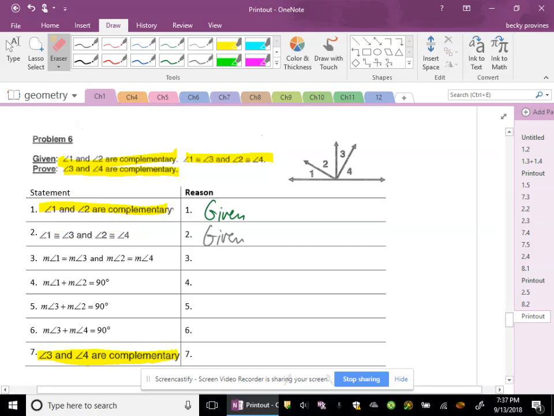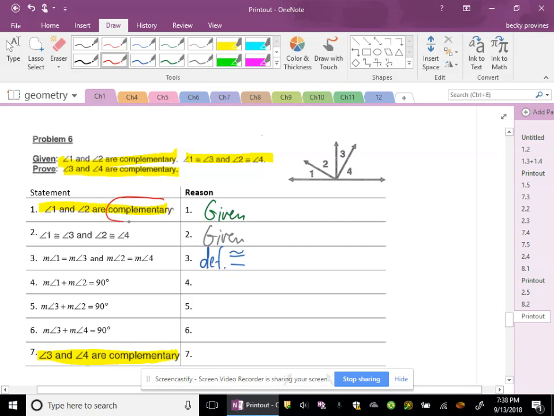From step number 2 to step number 3, the only thing I see changing is this little symbol. It's going from the congruence to the equal. So what's that called? That is called definition of congruence. Now, whenever they give you a vocab word within the given information, which in step number 1, they give you a vocab word, you need to apply it. You always have to apply every single vocab word.